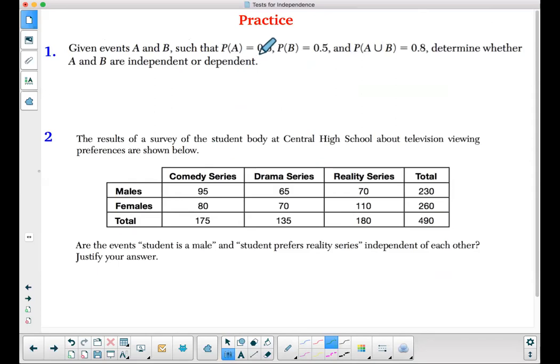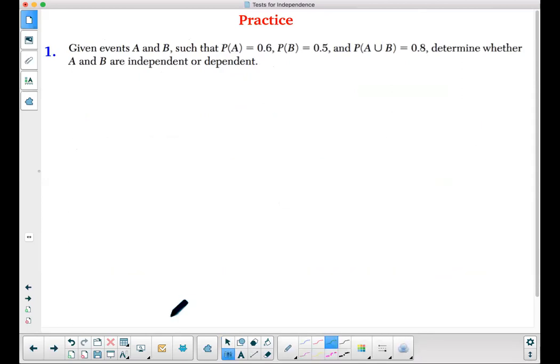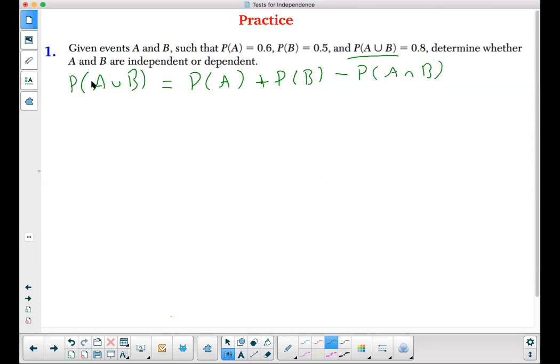I'm going to do this practice one really quick, just because it's a little different. Given events A and B. You know what? I need to make a little room. Just follow me through this one. This is a classic question. So I see that I have this formula here. So don't forget about this one. The probability of A or B equals the probability of A plus the probability of B, minus the probability of A and B. You might be thinking, what the heck are we doing with this OR formula? Well, let's read through the problem.